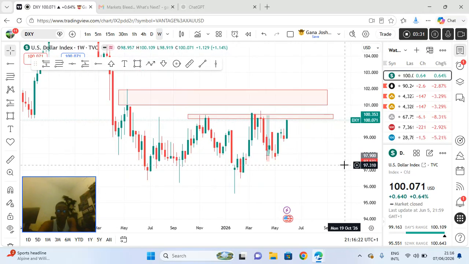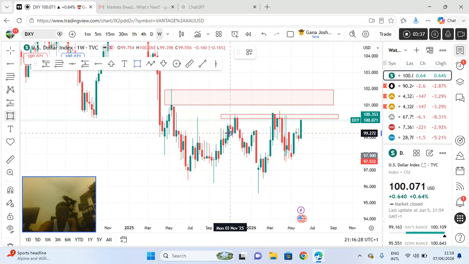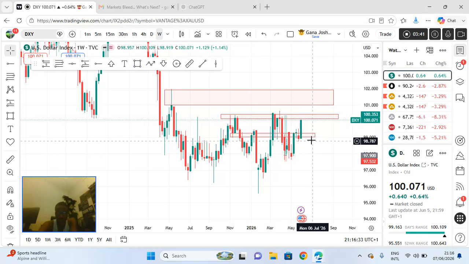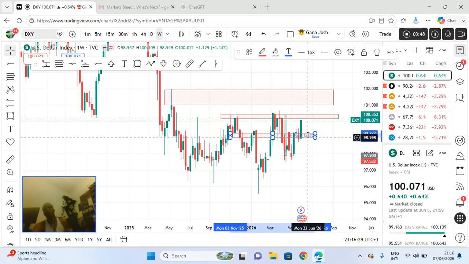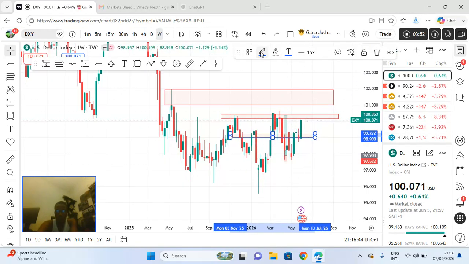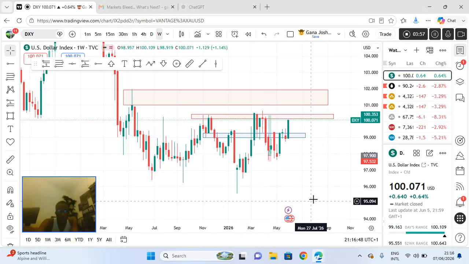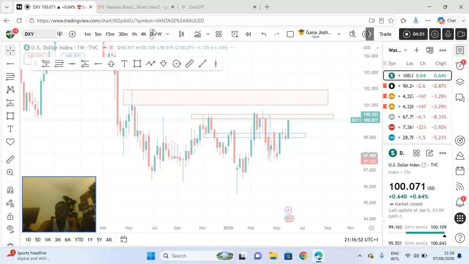That will be for us to see. This level was a resistance that is now acting as support, a major resistance looking like a support. Anywhere you see blue is support, and anywhere you see red is resistance. So this is the outlook for the weekly.